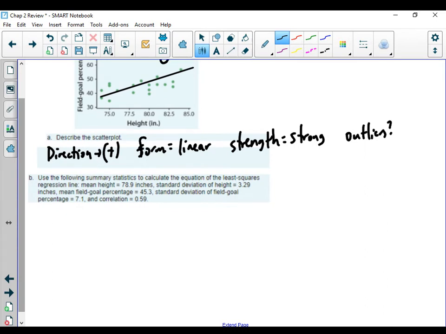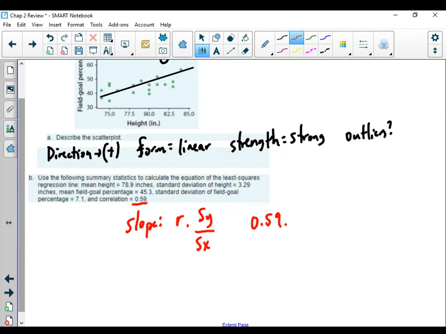but they didn't give us, again, the actual values for each player. They gave us the mean, the standard deviation, and the correlation, or the R value. So we had to use our formulas to help us here. So we're going to find, first of all, the slope. And remember, the slope is the R value times the standard deviation of Y over the standard deviation of X. Well, the R value would be the correlation, so that was 0.59.